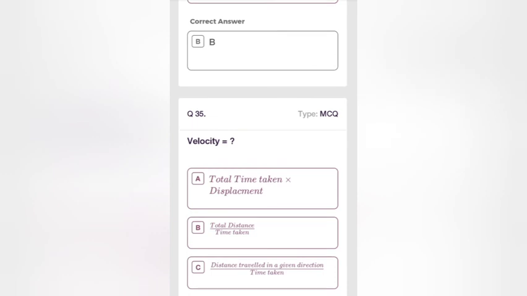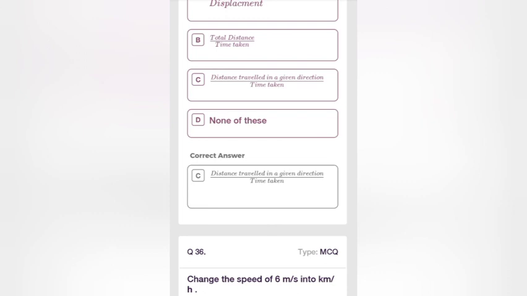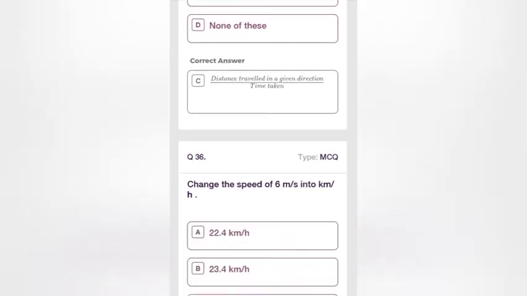We know what is the formula for velocity. Velocity is distance traveled in a given direction. They have not given displacement by time. They have given distance traveled in a given direction. So therefore option C is the correct answer. Depending upon the option given, we need to choose the correct answer.